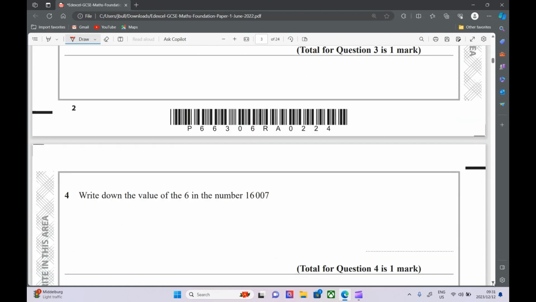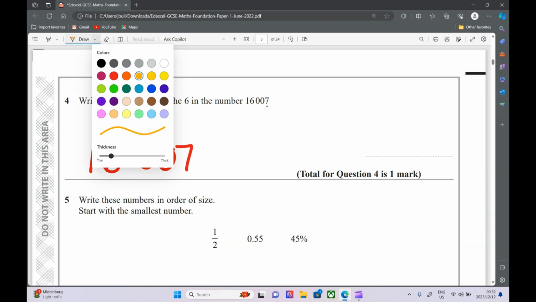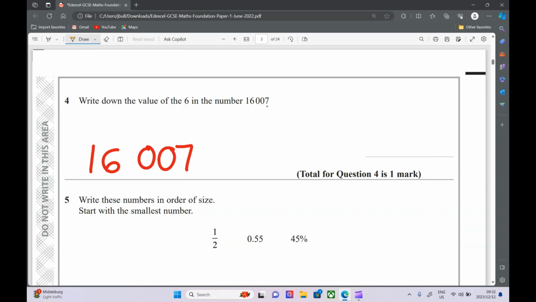In question 4, write down the value of the 6 in this number. How I would try and figure this out, if you didn't know straight away, is I would write this a bit bigger. We always start with our ones, or our units, some people call it. So here would be our ones. Next we would have our tens, because it gets bigger. So it's always ones, then tens, then hundreds, and then we would have thousands. So we know this is going to be 6,000.